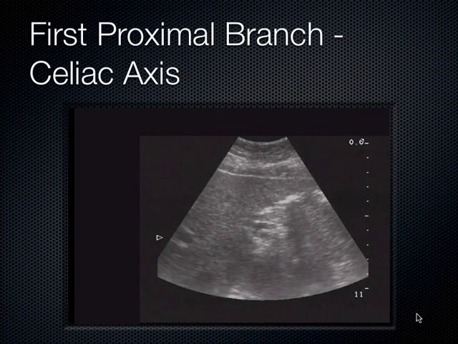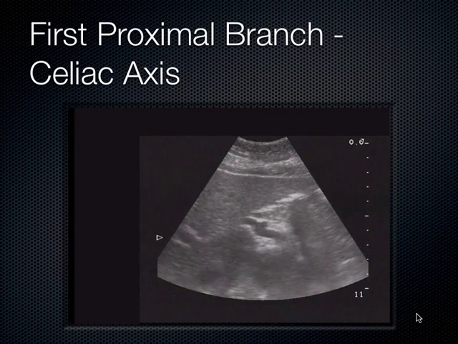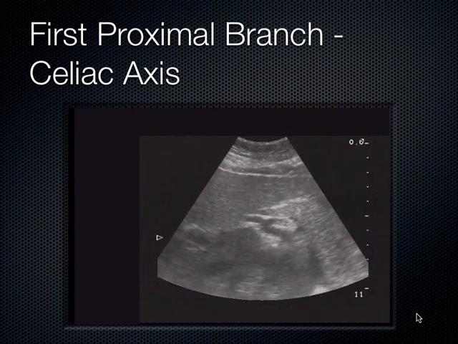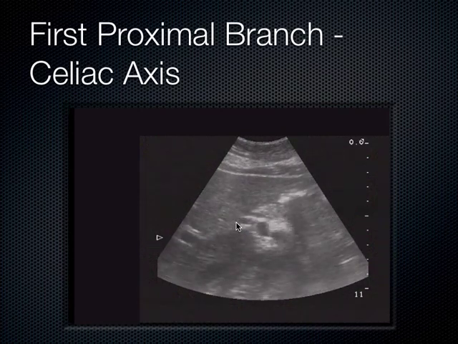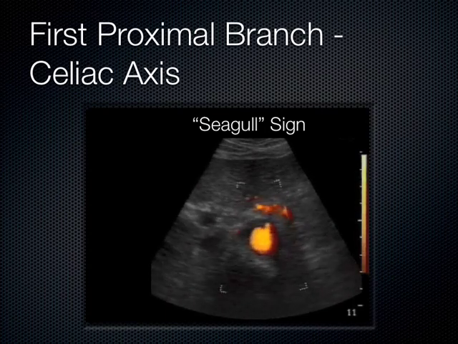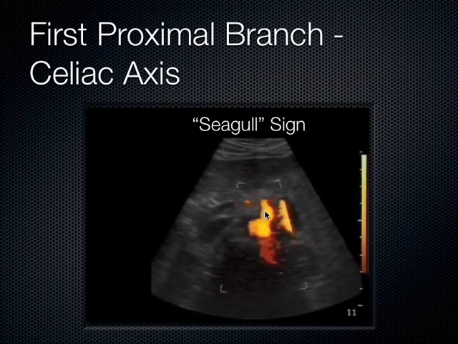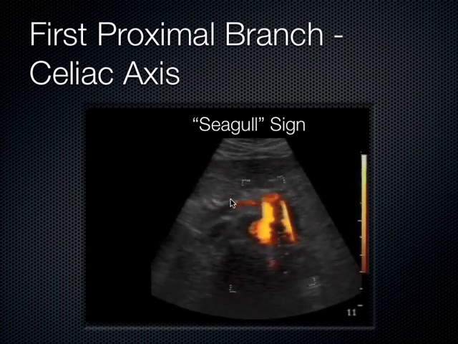Let me freeze it for you here. Hold on. Let me back it up. Right about, it's not really good right there. Hold on. Oh yeah, here we go. So this is the celiac axis coming up right here, and then boom, splenic and common hepatic going that way. All right. Now when you put some color on this, it looks like a seagull. So here's the aorta, celiac axis, splenic, and common hepatic. Thank you.